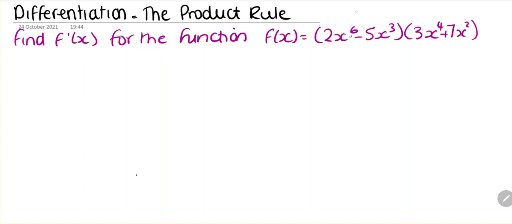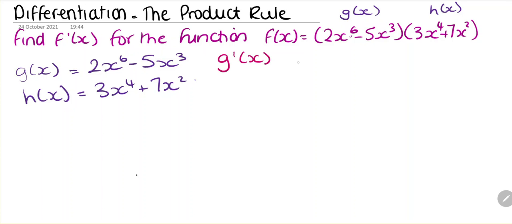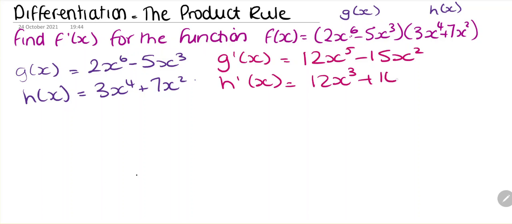So I'm going to work backwards here. So this is going to be my g of x and this is going to be my h of x. So I'm going to write it out here. So g of x is 2x^6 minus 5x cubed, and h of x is going to be 3x^4 plus 7x squared. So if I take the derivative of g, this is going to be 12x^5 minus 15x squared. And if I take the derivative of h, this will be 12x cubed plus 14x.